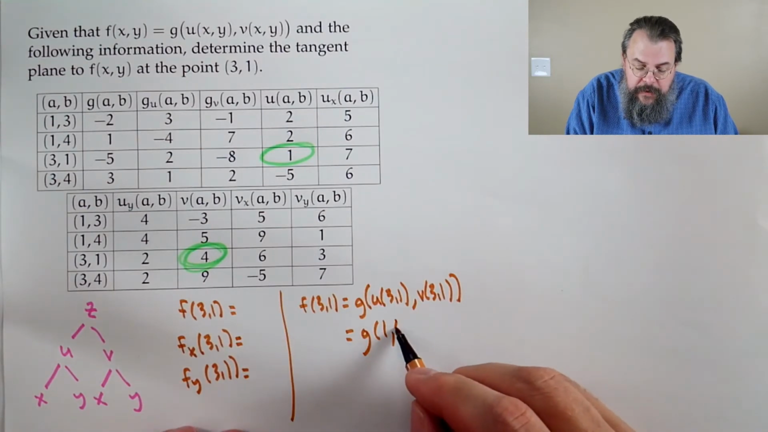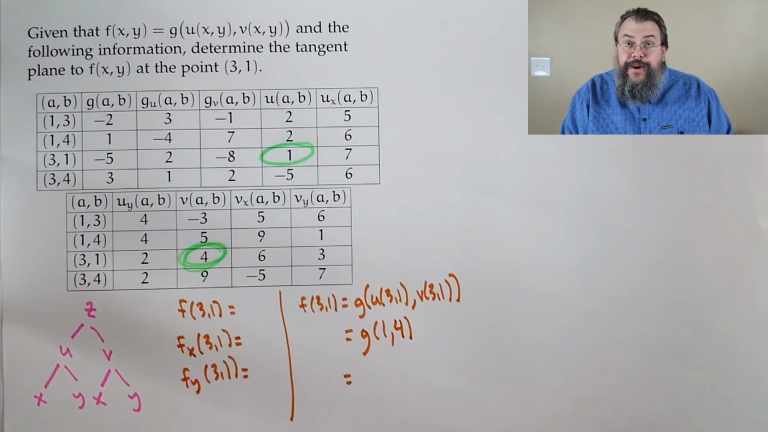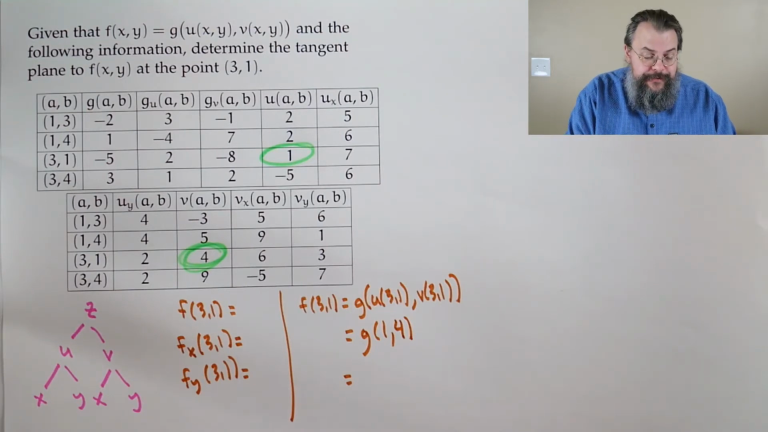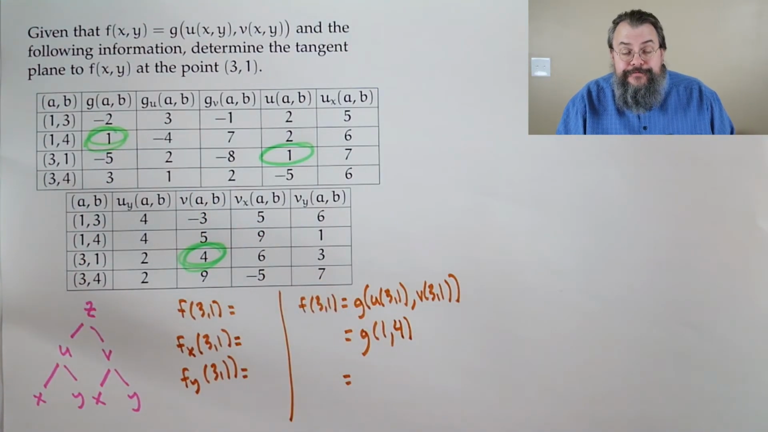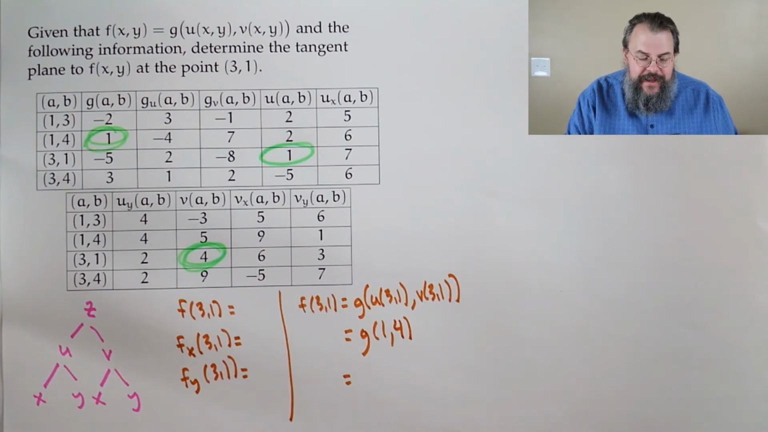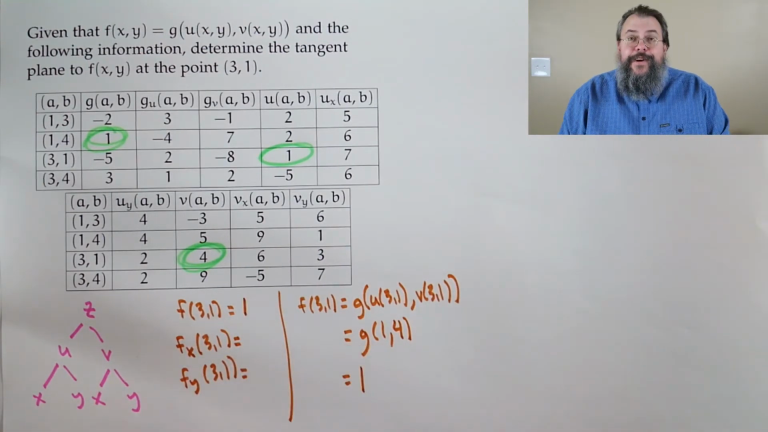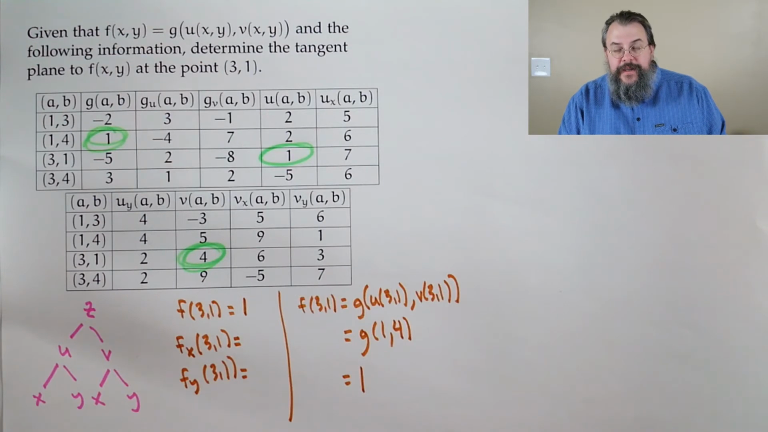So if I want to know what's happening to the function at 3, 1, I need to know what g is at 1, 4. Let's figure that out. We're in luck. We have a 1, 4, and that corresponds in our column for g to 1. Success. So we're now a third of the way there. We found what happens to the function at 3, 1. Woohoo! That was maybe the easier third, I suspect.